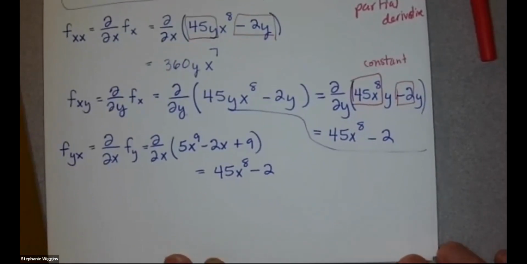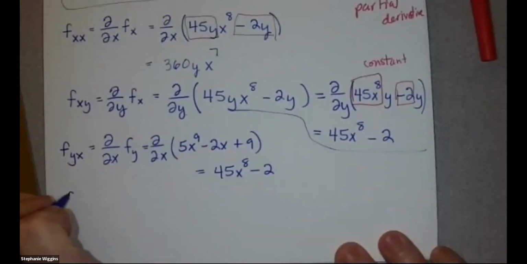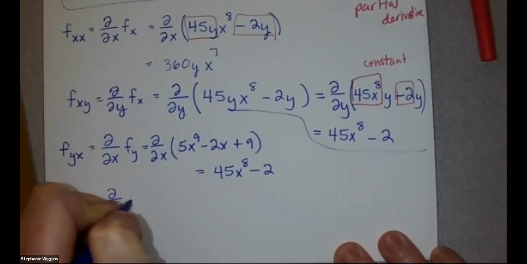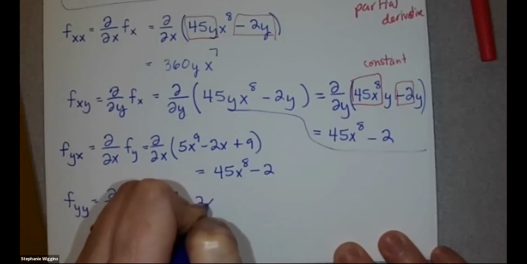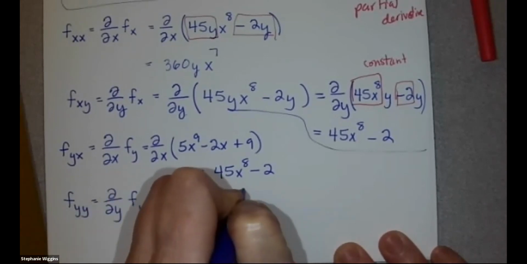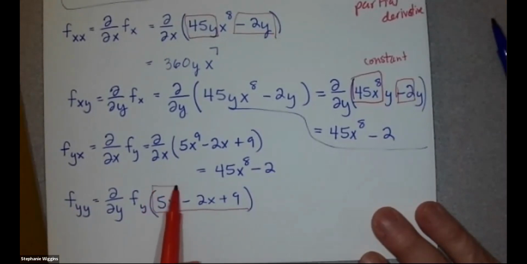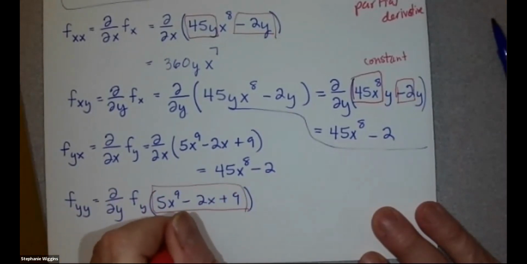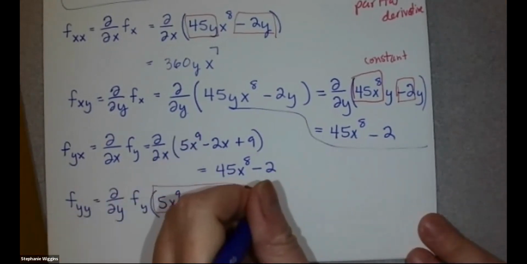And then now we're going to do this same function, but this time with respect to y. But this time, since there are no y's in here, this whole thing is constant. So the derivative of a constant is 0. So you get 0.